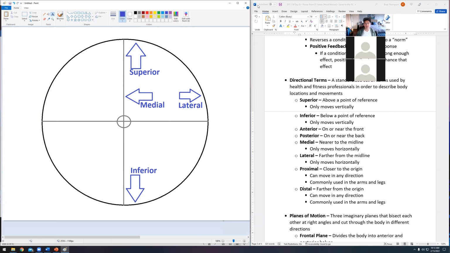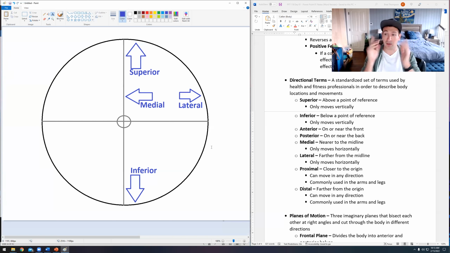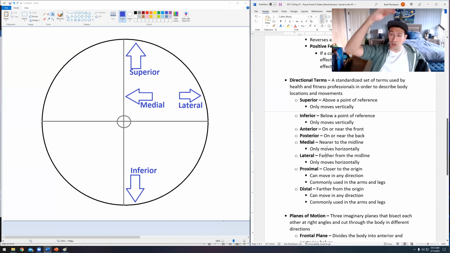But that's sort of how this works, right? My eyes are lateral, my nose is very medial, and that moves horizontally. So now we've got vertical and horizontal terms.